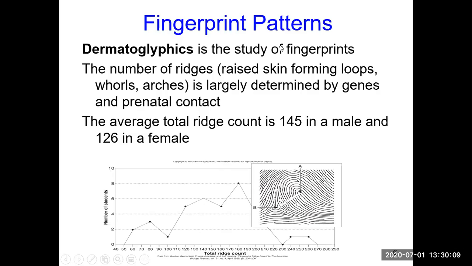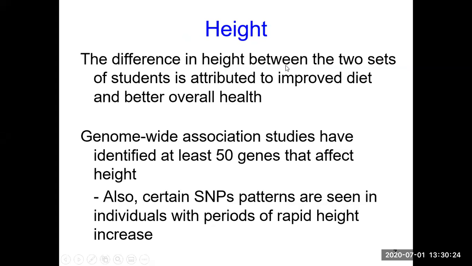So the fingerprint patterns are controlled by multifactorial traits. It's not just genes. There could be more than one gene involved. And there is this maternal environment, the environment inside the uterus when they were growing as a fetus. Height is a very common example. The difference in height between two sets of students is not just genetic. Of course, your genes play a very important role, but nutrition and overall health also play a very important role.